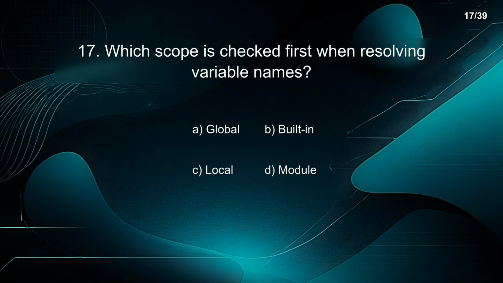17th question. Which scope is checked first when resolving variable names? A. Global. B. Built-in. C. Local. D. Module. Correct answer is C. Local.